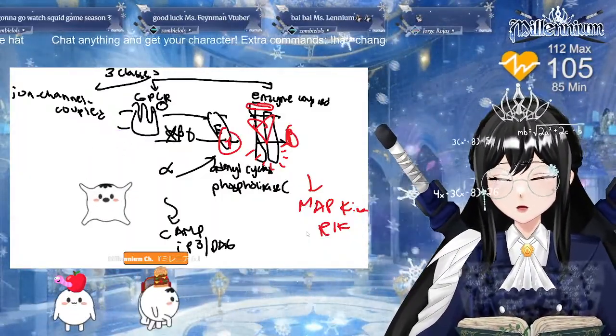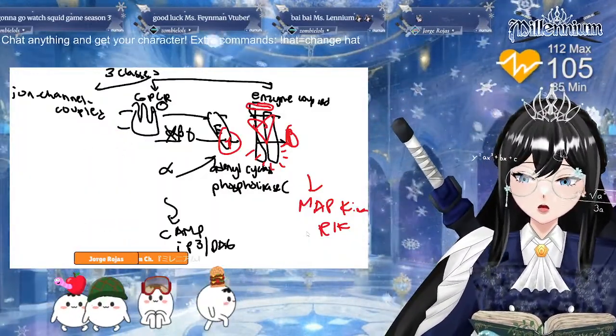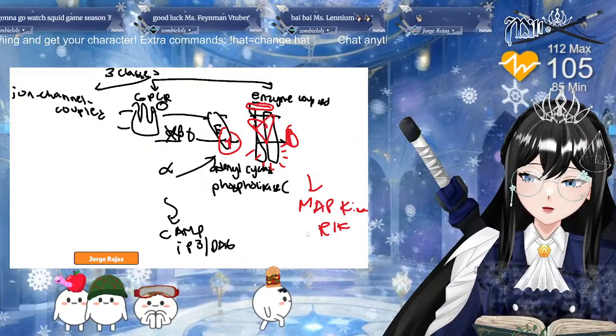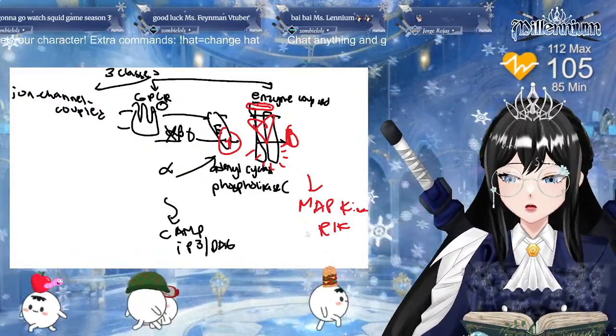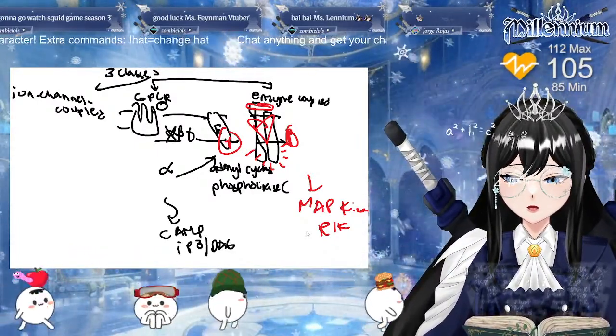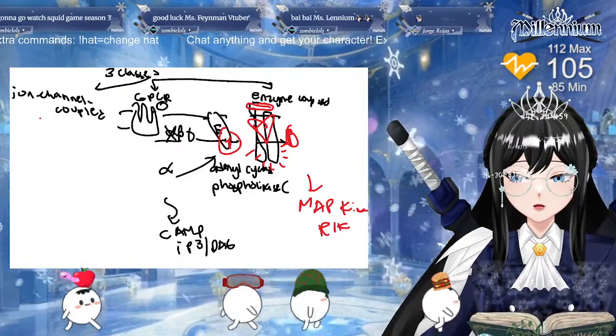And then we'll move to, guess what? We'll move to the types of intracellular signaling mechanisms that regulate responses.